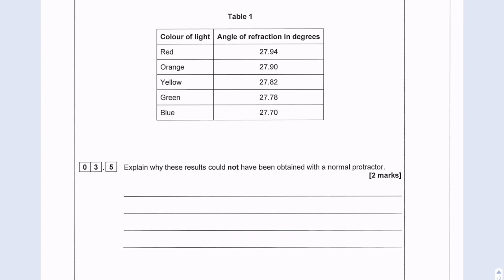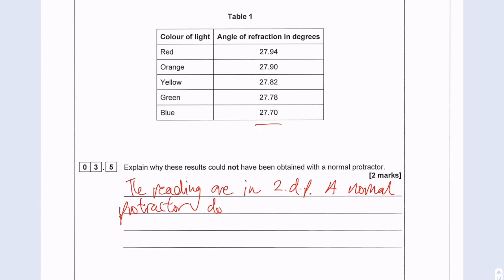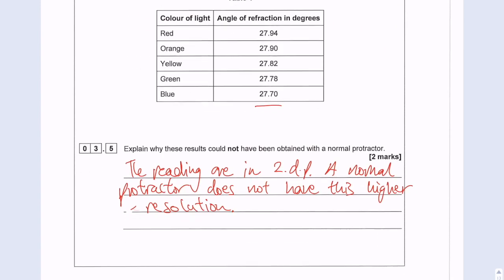Why the results could not have been obtained using a normal protractor? There's a couple of things you had to mention here. One was the fact that the resolution of a normal protractor is smaller than these. The answers are in 2dp, so I would say the readings are in 2dp. A normal protractor does not have this high a resolution. So this higher resolution, that's kind of your both marks, really.